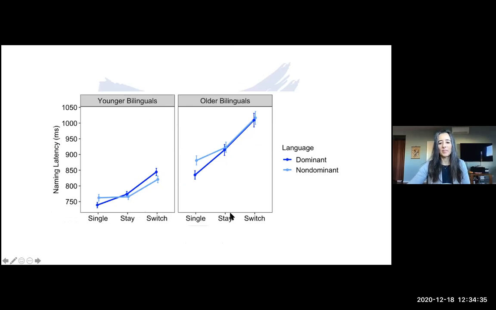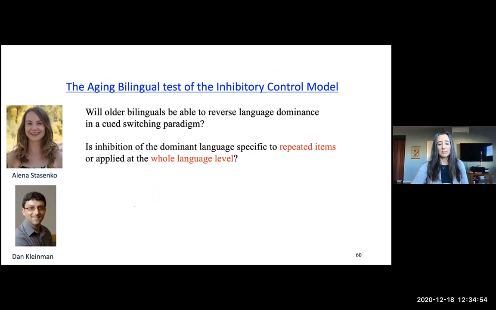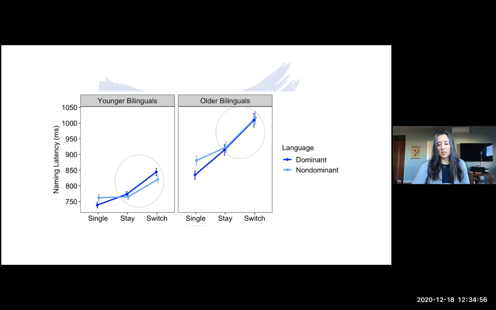Okay. These are the data. So the young bilinguals, first of all, everybody names pictures faster in the dominant language than in the non-dominant language in the single language blocks. But then the young bilinguals showed significantly reversed language dominance and the older bilinguals did not. So we just stare at that for a second. This might be evidence of an inhibitory control deficit, and that is the story that we're telling.